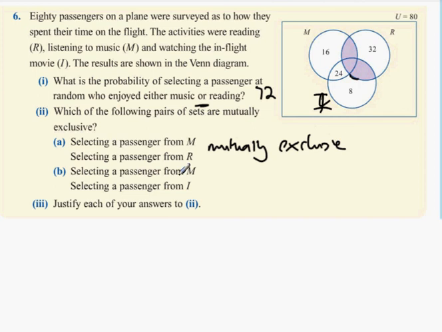Now, what about the second one, M and I? Are there people who did both the music and the movie? There are 24 people who did both the music and the movie, therefore it's not mutually exclusive. If you choose somebody, you can get somebody who's both. However, when you're choosing people who listen to music and read, nobody did both. So when you pick one of them, they're either one or the other. Mutually exclusive.